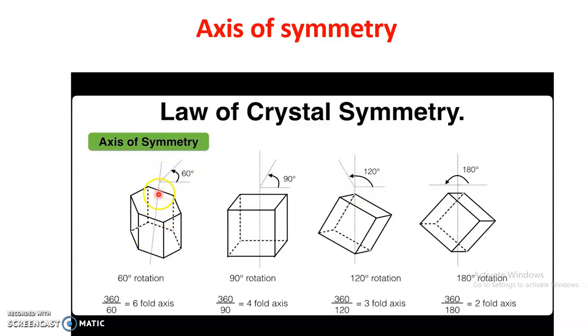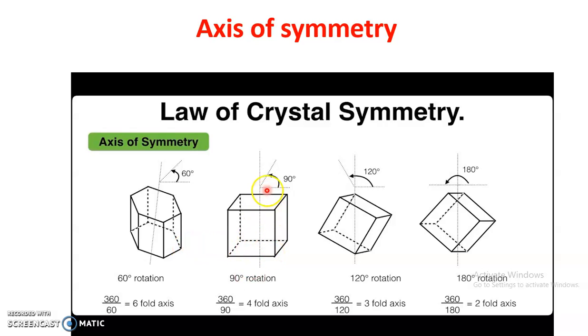Then the axis of 60-degree rotation. This is a hexagon; a 60-degree rotation gives the same structure, the same appearance. Then 360 divided by 60 gives a sixfold axis, with the same appearance appearing 6 times in a complete revolution of 360 degrees.